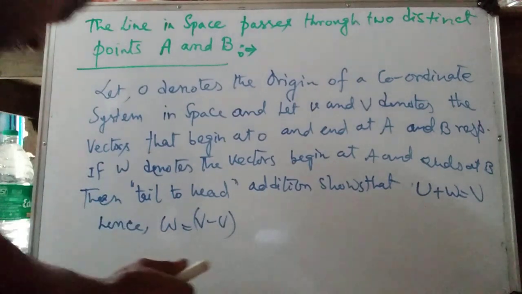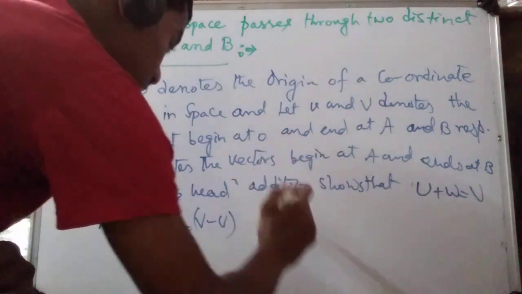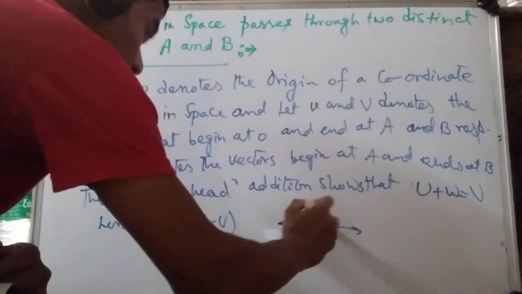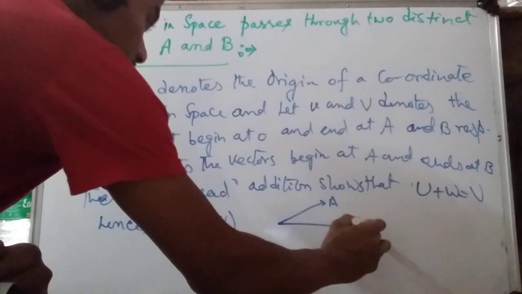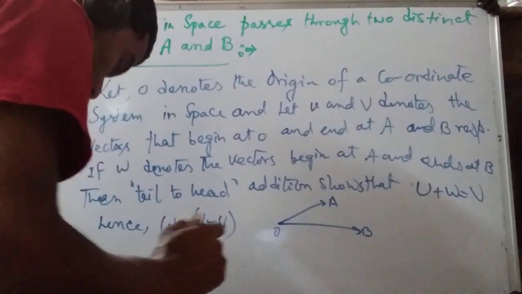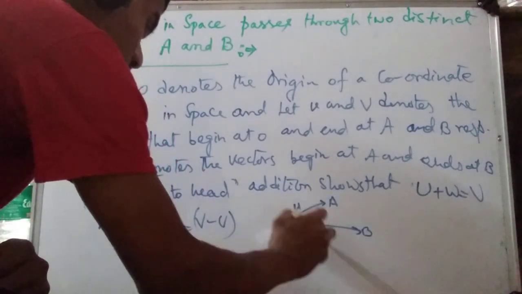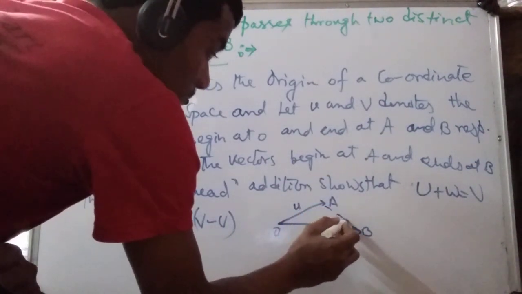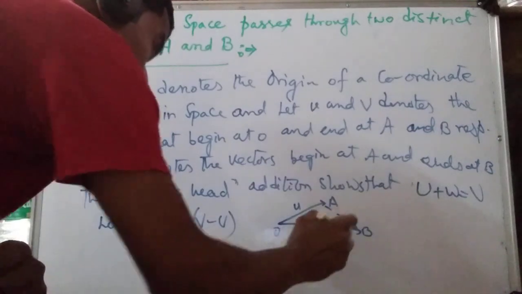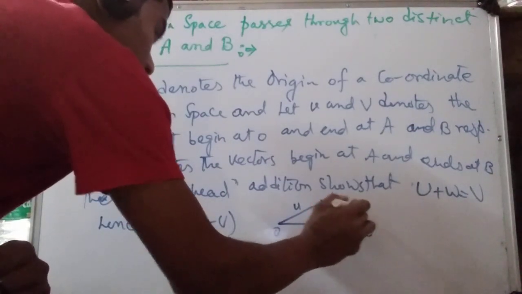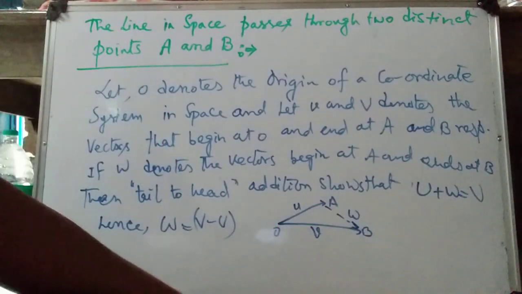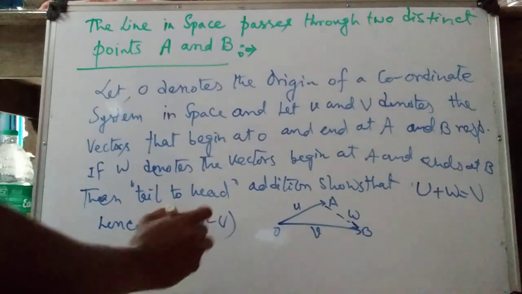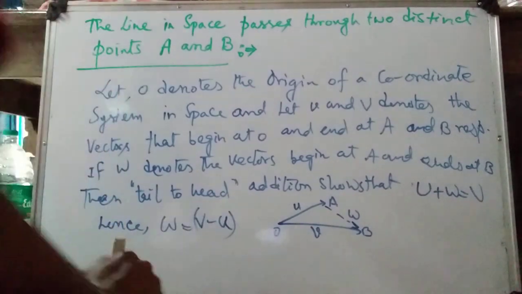How do we realize this one? This one is v, a, b, o. This one is u, this one is v, and this one AB is w. Then what happened? u plus w equals v, and w equals v minus u.